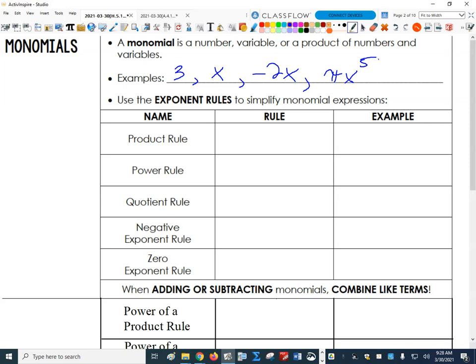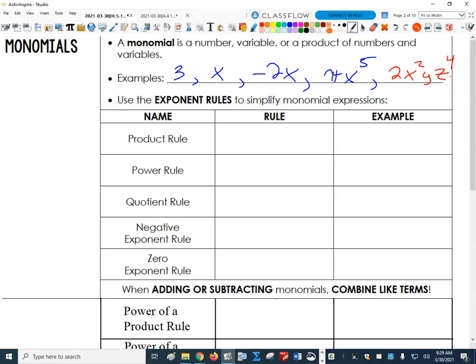Or we could even have a more advanced one that's something like this: how about 2x squared y z to the fourth. It could even have multiple variables in some cases. Those would all be examples of monomials. When we're simplifying monomial expressions, and this will apply to polynomials too, we have to have a firm understanding of our exponent rules. You guys all know this stuff, but we're going to get a little practice before we jump into polynomial arithmetic.